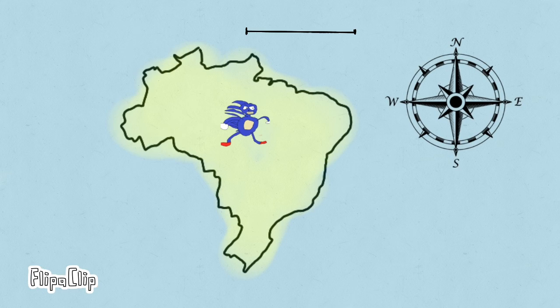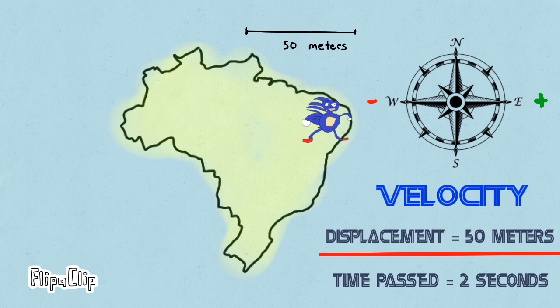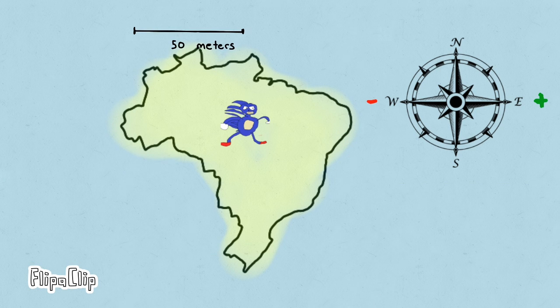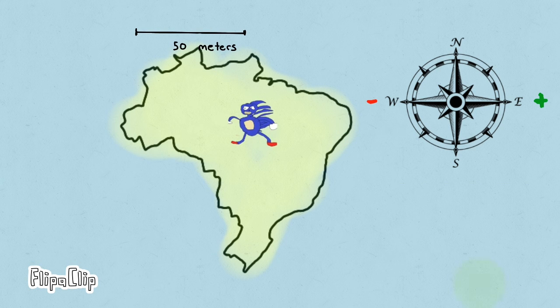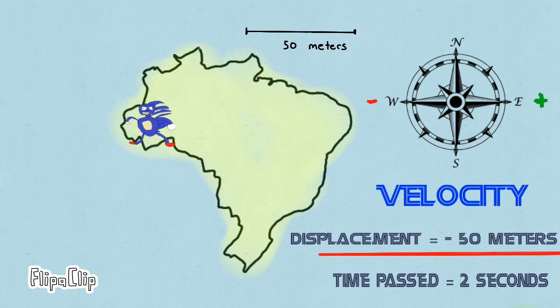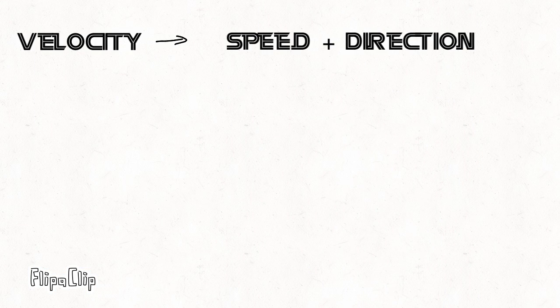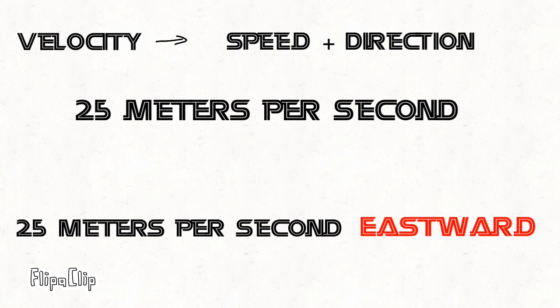Now let's say Sonic started his daily jog in the middle of the country of Brazil, facing eastward, which we'll call positive. If he keeps his direction and runs east for 50 meters in 2 seconds, his velocity, 25 meters per second, would be positive. But if he did a full 180 and ran the same distance in the same amount of time, but westward, his velocity would now be negative 25 meters per second because of the negative displacement. So in conclusion, velocity is just speed, but with a direction attached to it. So instead of 25 meters per second, you would say 25 meters per second eastward.